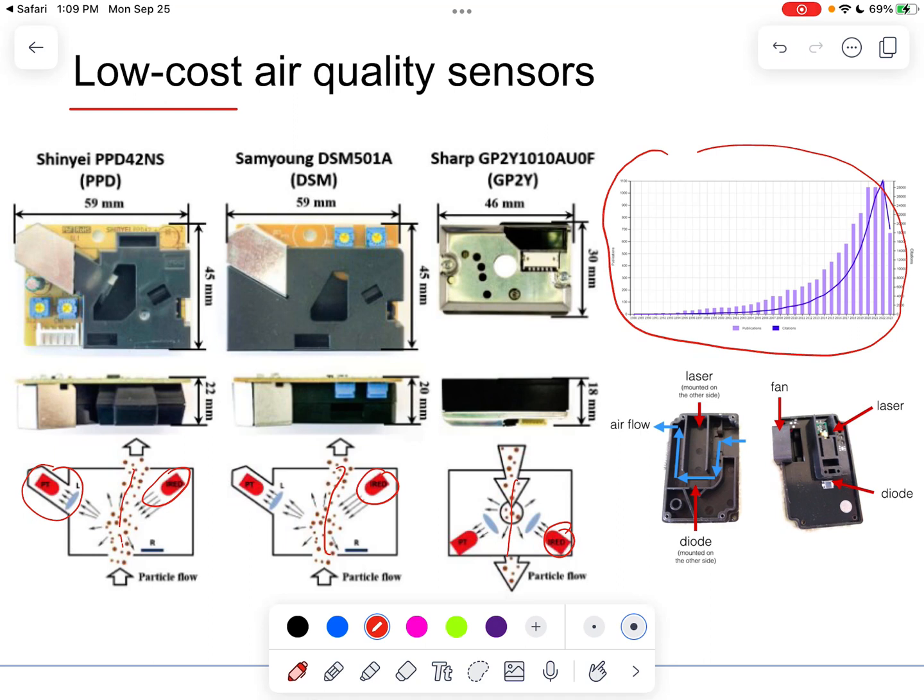Okay, so here I'm also showing you a sensor. This is, I would say, the more popular sensor nowadays that's made by Plantower.